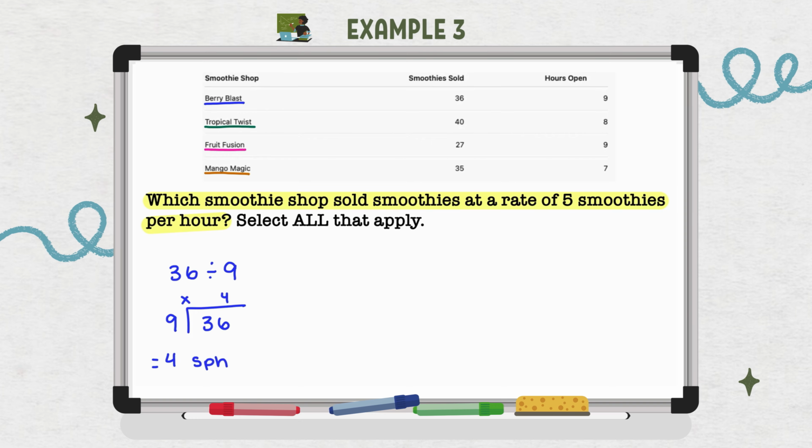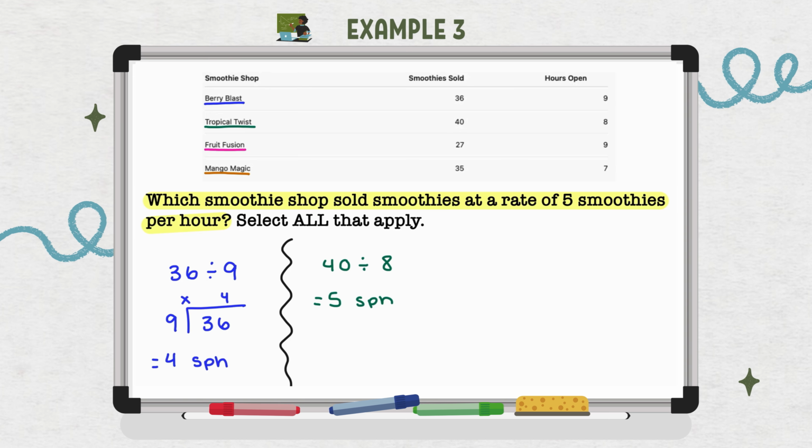And we're going to abbreviate it because we are going to do a lot of calculations this time. So for the Berry Blast, we have 4 smoothies per hour. Remember, we're trying to find the rate of 5 smoothies per hour. So let's keep going. Let's do Tropical Twist. Tropical Twist had 40 smoothies per 8 hours. And I'm not going to do long division this time because it is not necessary. 40 divided by 8 equals 5. And that's going to give us 5 smoothies per hour.